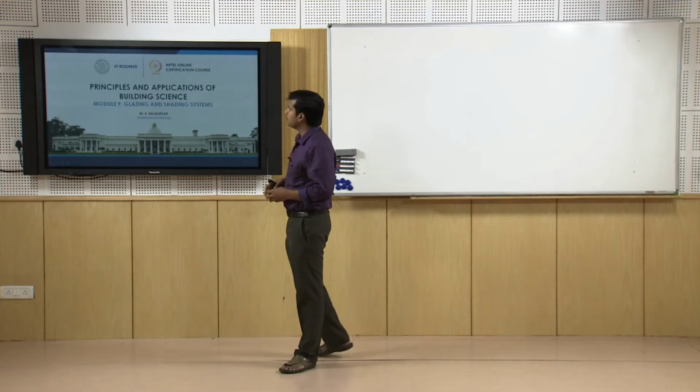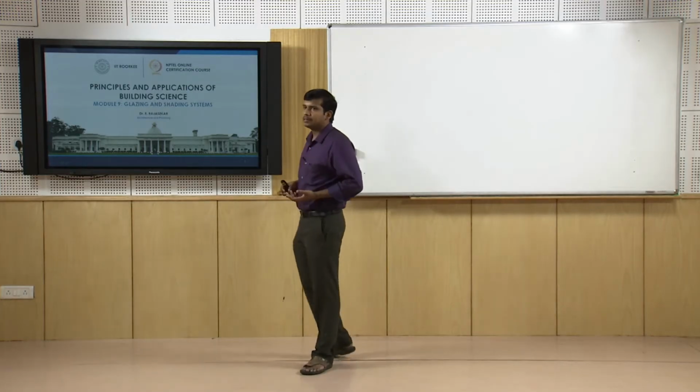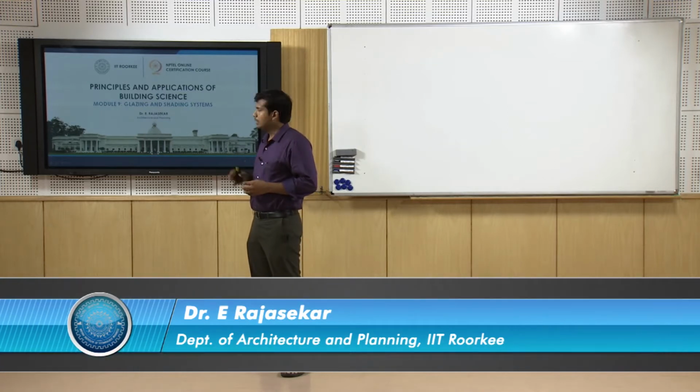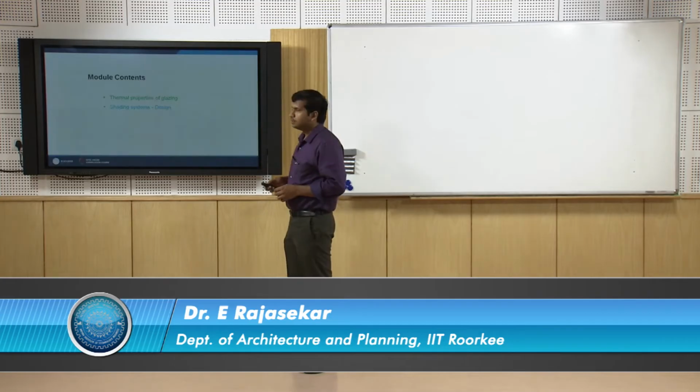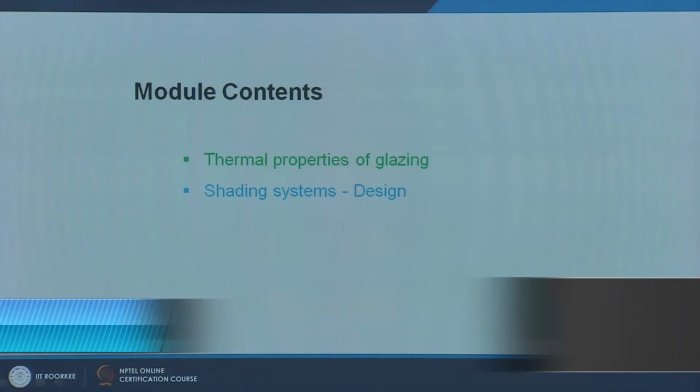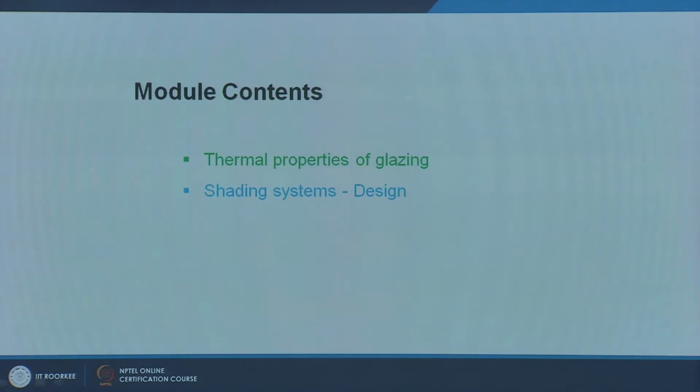In this module we will look at glazing and shading systems. So far we have talked about the opaque component, the opaque wall system. Here we will look more closely into the glazing and shading system. We will talk about thermal properties of glazing, which is important. Then the next thing we will talk about is the shading system, primarily designing shading systems.